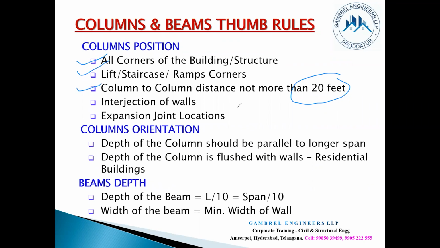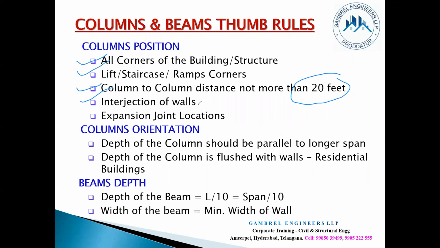This is actually not mentioned in any of our theoretical textbooks, right? Theory does not mention it, but still we have to learn it based on this general practice. Next, we have to provide columns at the intersection of walls. Next, expansion joint locations, right? Considering all the first 3 to 4 things: all corners of the building, lift or staircase, column to column distance not more than 20 feet, and then intersection of walls would be fine.